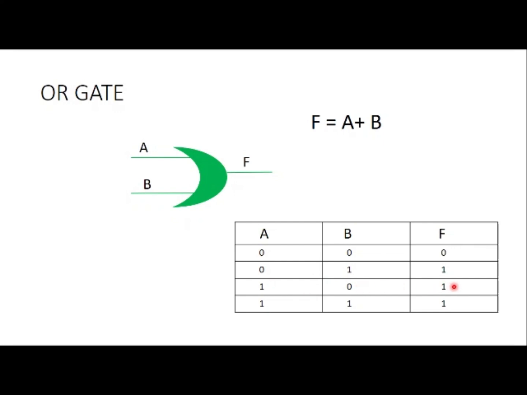Here A is 1, B is 0. Still it will be 1. And both are 1s. Now A is 1, B is also 1. Then F will also be 1. So in the OR gate, if either one of the inputs is 1, the output can be taken as 1, and if all the inputs are 1, then also the output can be taken as 1. In the OR gate, you have to remember how to draw the OR gate, the Boolean expression, and the truth table.